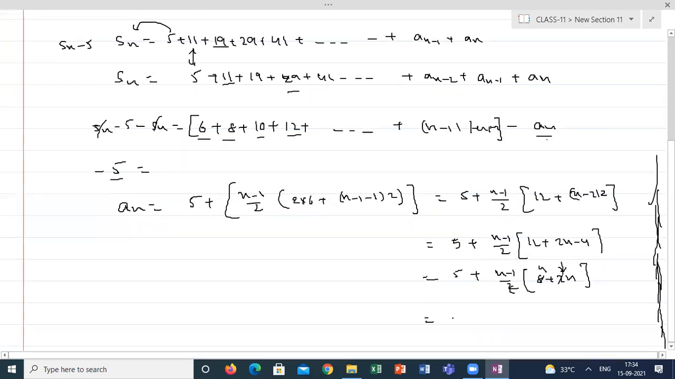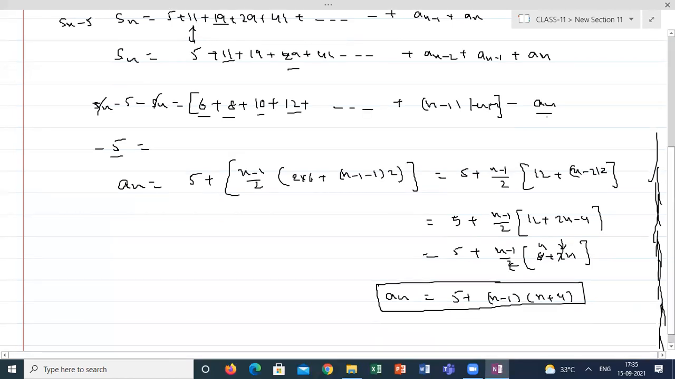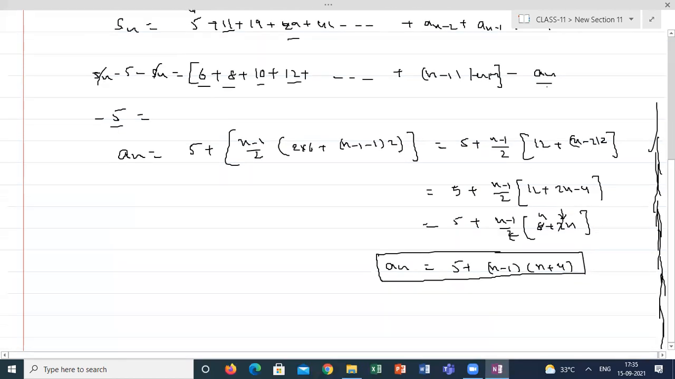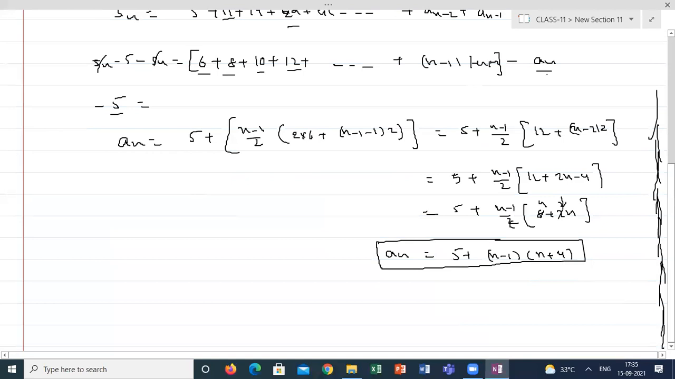This is 5 plus n minus 1 into n plus 4. This is your an value. Now, if you substitute n is equal to 0, what am I getting as the first term? This is your an value.